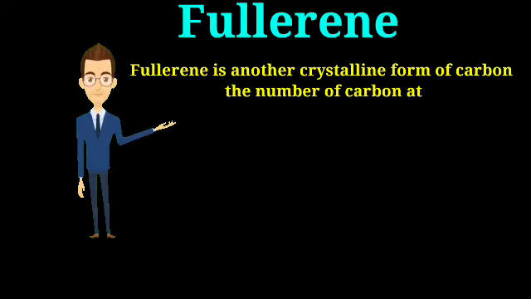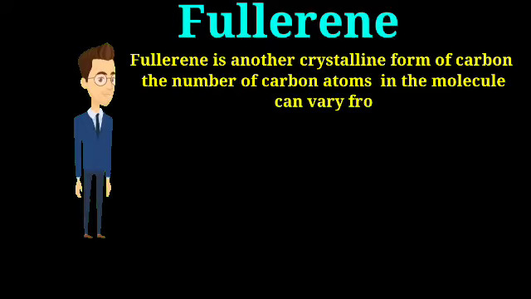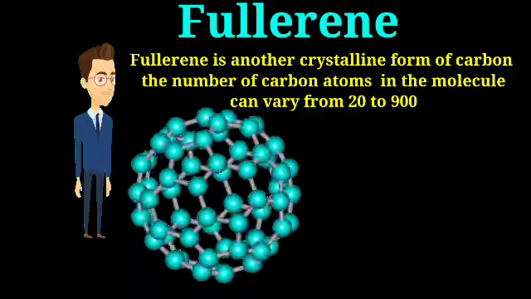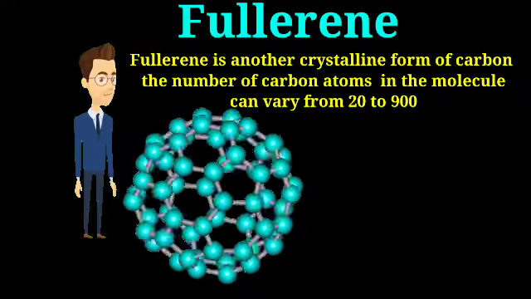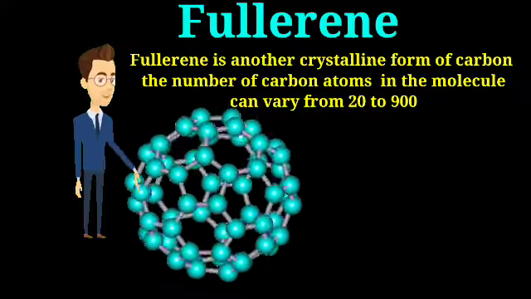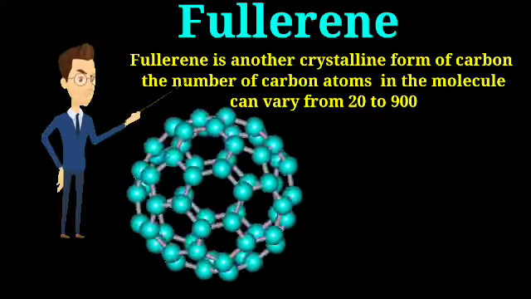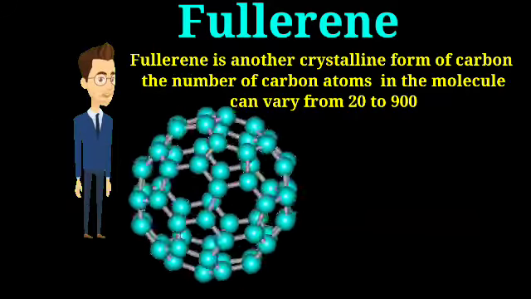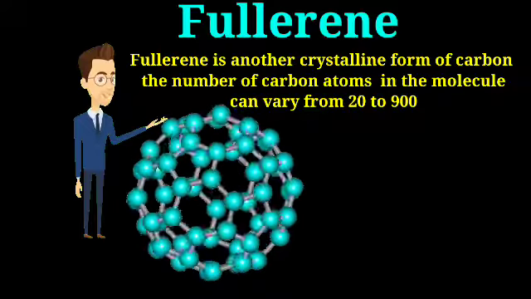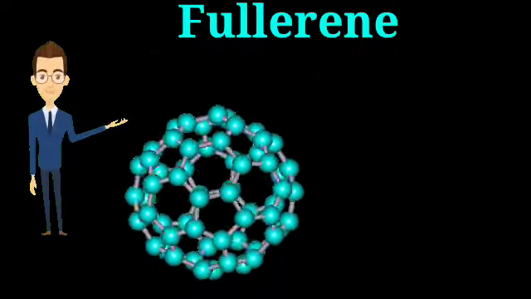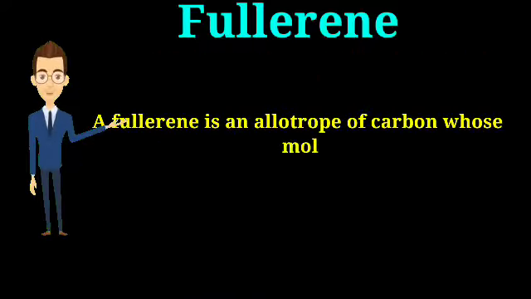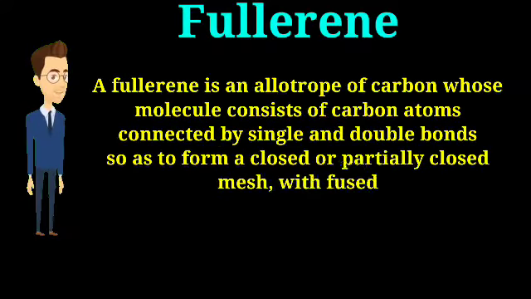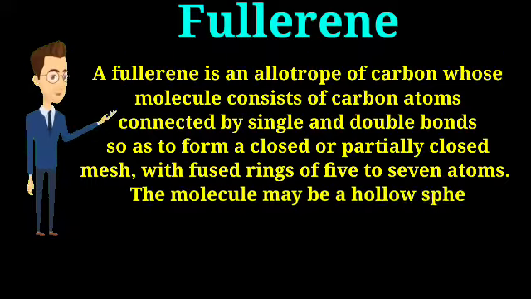Fullerene is another crystalline form of carbon. The number of carbon atoms in the molecule can vary from 20 to 900, and you can see that the fullerene structure looks like a football, a soccer ball. You can see it very clearly, my dear students. A fullerene is an allotrope of carbon whose molecule consists of carbon atoms connected by single and double bonds.